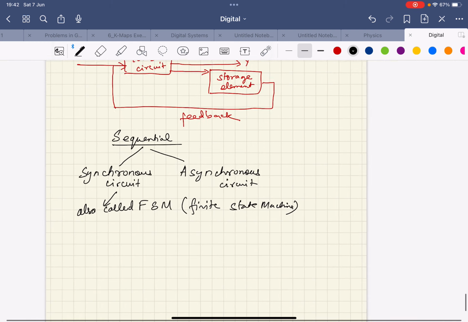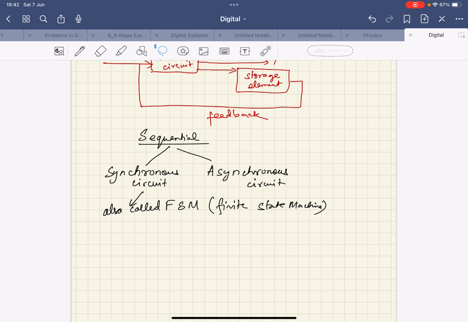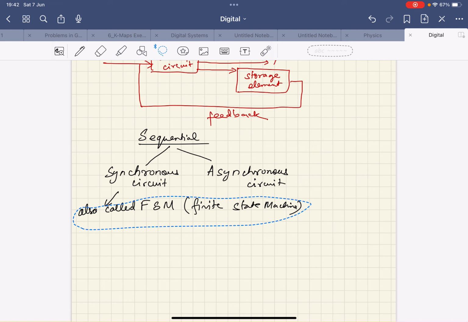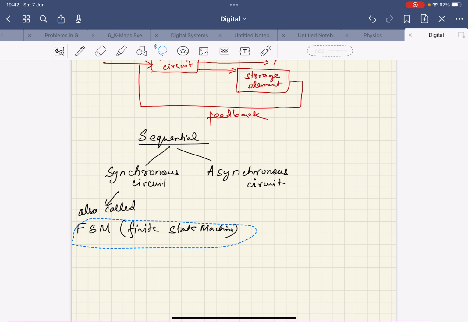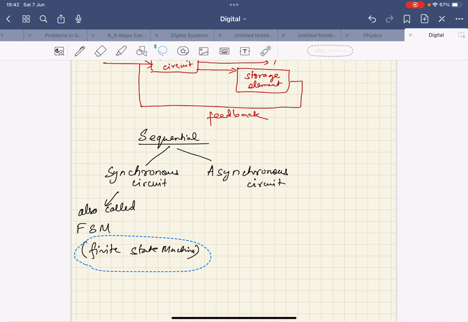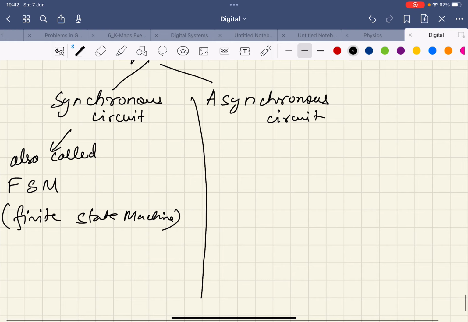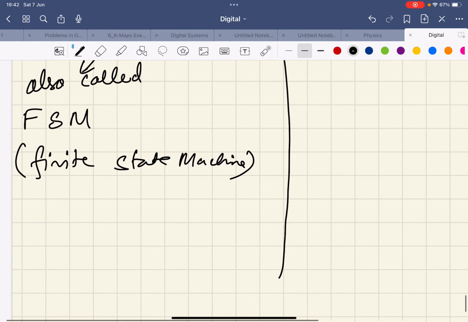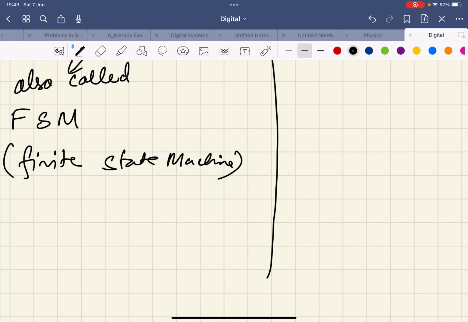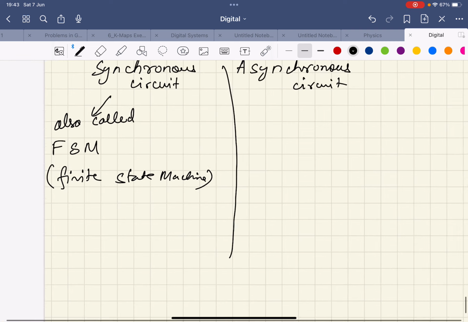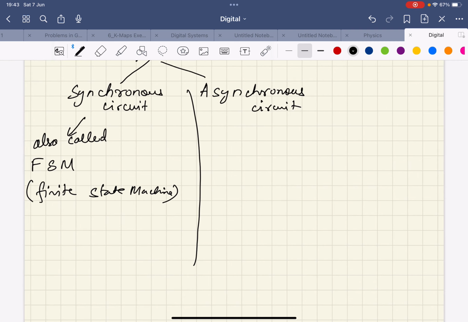Let me bring it more here, and draw a line because I want to differentiate. So it is also called FSM. You can also call a synchronous circuit a finite state machine. And what does it mean?